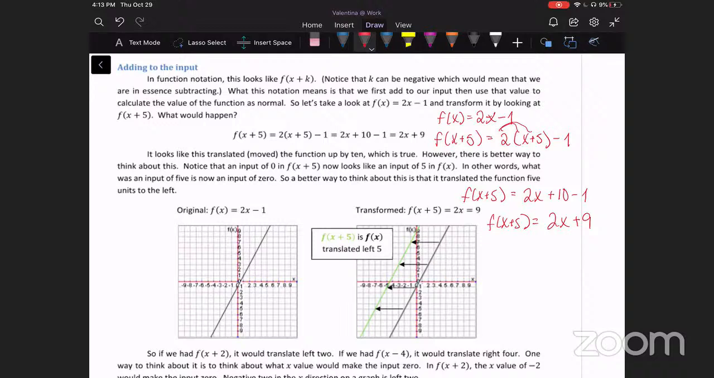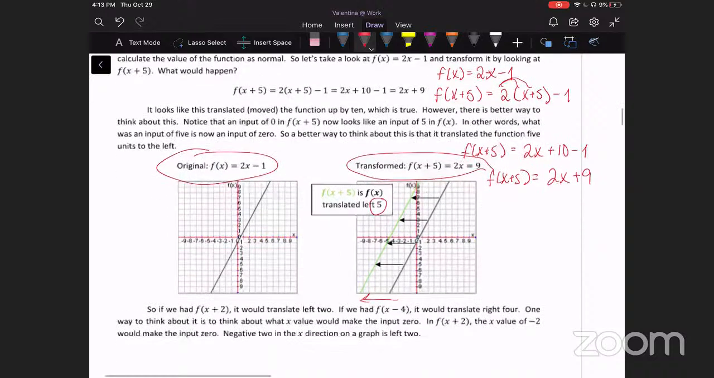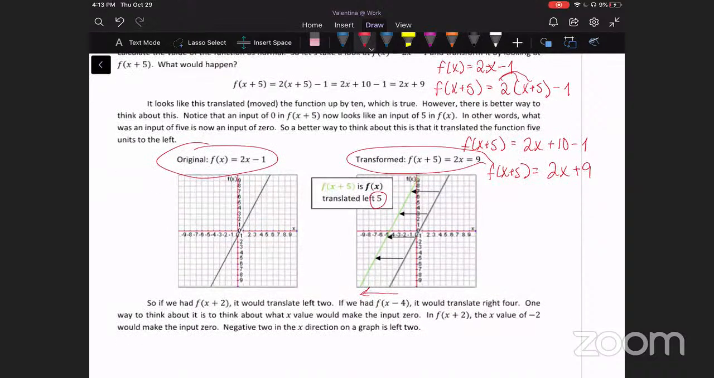And so now what they did is graph our original one, the same one as last time, and now we're going to graph the one where we added 5 to the input. And you'll notice something interesting. Instead of translating up, like what happened when we added it to the output, now we're moving to the left 5. So if we had f of x plus 2, we would translate only 2 to the left, right?